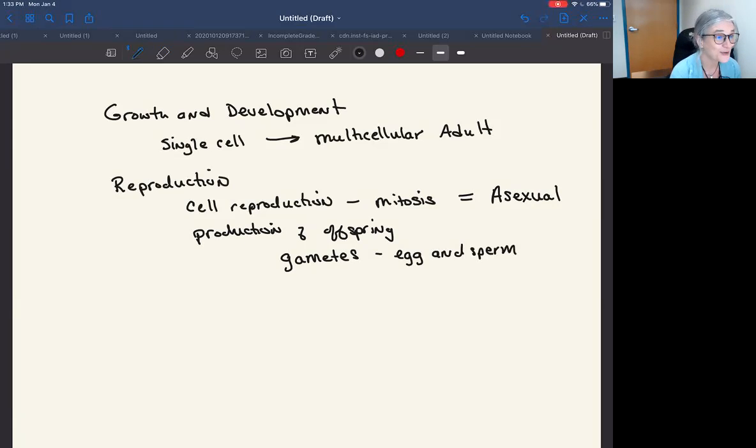These come together to produce a new individual. The production of the gametes is meiosis. It's a special type of cell division that you might have heard of. And then they come together to form a fertilized egg. And then that fertilized egg is able to produce a whole new individual that is genetically different from the parents. And so this, when we have egg and sperm involved, is what we call sexual reproduction.